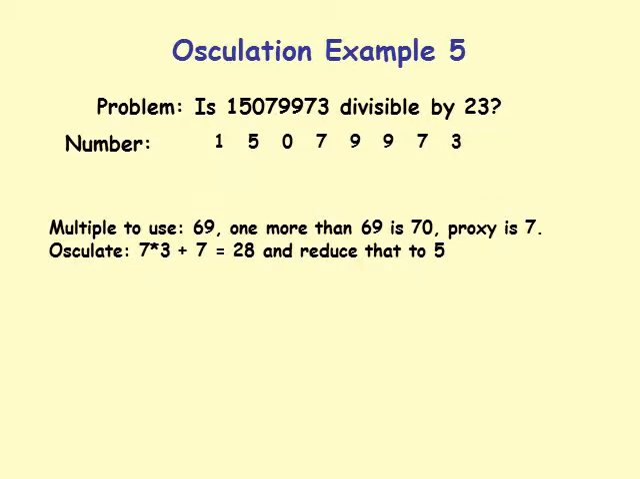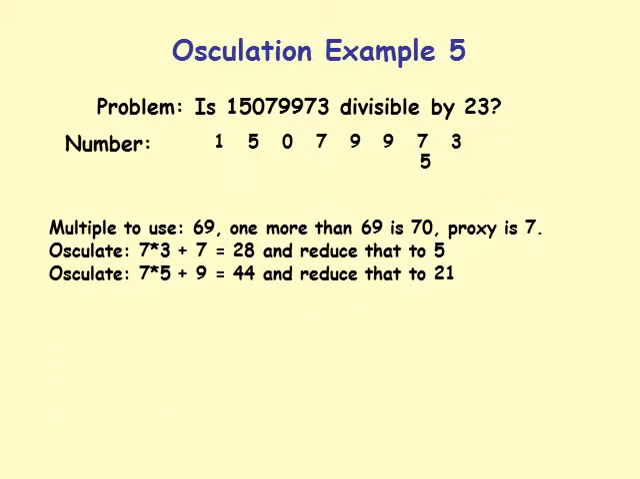Let's continue here. Now we're going to osculate these two digits, 7 and 3: 3 times the proxy plus the left digit. 7 times 3 plus 7 is 28, and we reduce that to 5. 28 is more than 23, so we subtract 23 and get a 5 here.